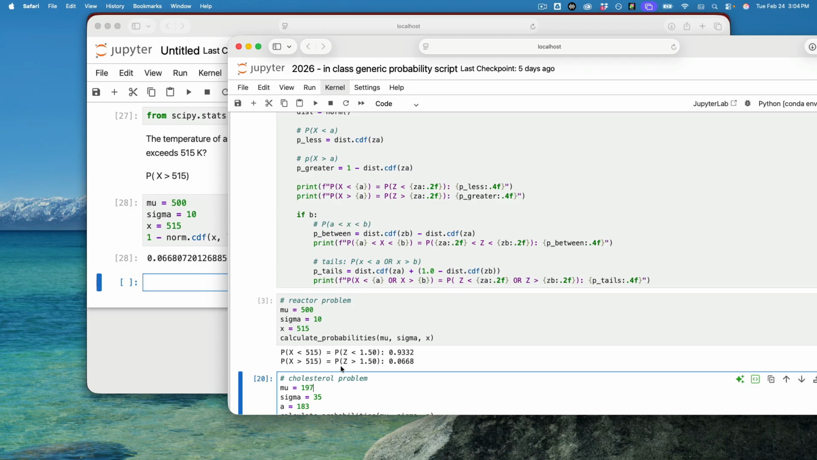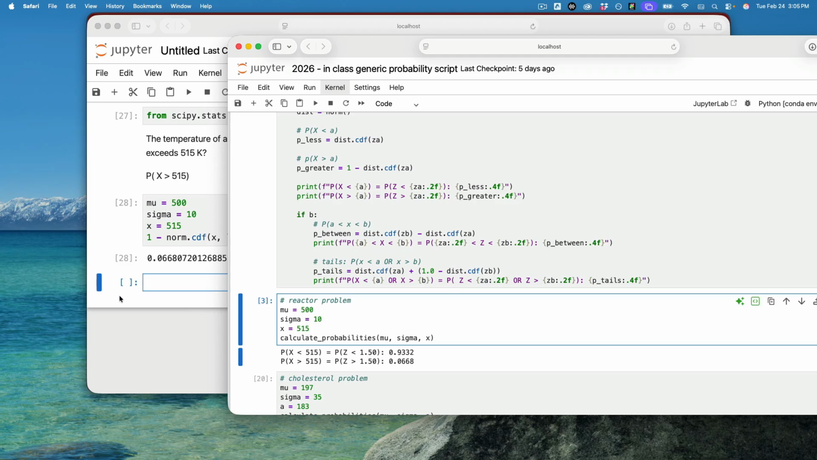It's P of X greater than 515, because we didn't give B. We didn't put A and B, so it only defaulted to either the probability to the left or the probability to the right. We gave it one number. So the probability X greater than 515 is the one we care about. It's 0.0668, or 6.68%. So you can use this one as well. Obviously, this generic script is more general, but the problems are interesting, so use whichever one you want.